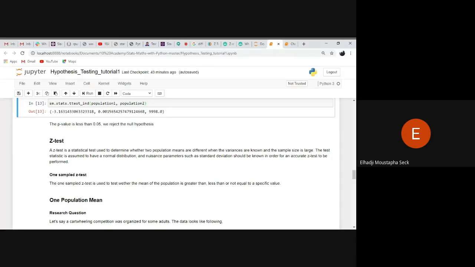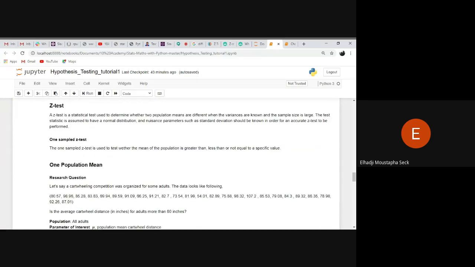So most of the time, it assumes that the variances are known, and if you have a very large sample, you just think of z-test, not t-test. As well for z-test, we have one sample z-test and two sample z-test. So what is one sample z-test?